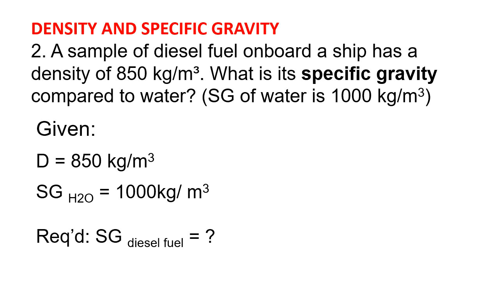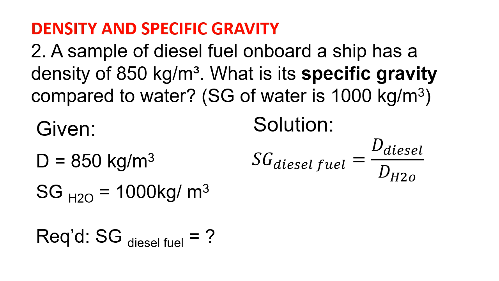Now we are asked to solve for the specific gravity of diesel fuel. Remember, to solve for the specific gravity of a certain substance, we have to divide the density of that substance by the density of the reference substance. In this case, that is water. So our formula will be specific gravity of the diesel fuel equals density of the diesel fuel over the density of water. Now let us substitute what given information we know.